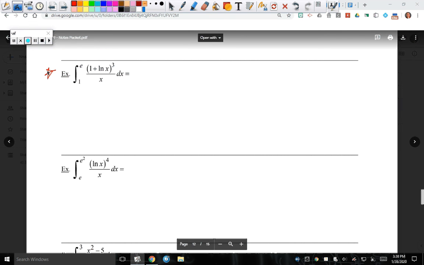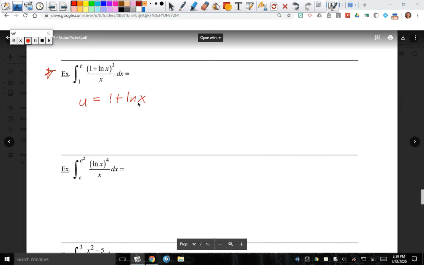Let's do this right here. What do you think u is? 1 plus natural log of x. Or just x. You're right. This is the first time that I've seen where the numerator became u. Like all of the ones that we've done before, the entire denominator or pieces of the denominator were u. Check it out now.